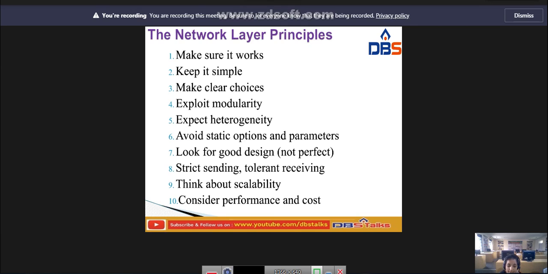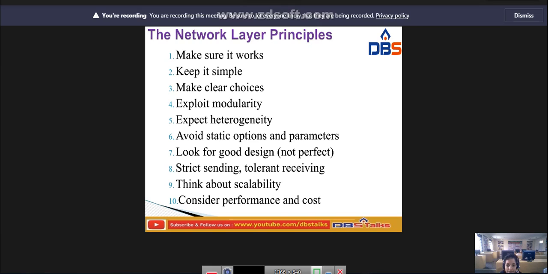Next one is expect heterogeneity. So different types of hardware, transmission facilities and applications will occur on any large network. To handle them, the network design must be simple, general and flexible. So this is called expect heterogeneity. Next, avoid static options and parameters. If parameters are unavoidable, for example maximum packet size, it is best to have the sender and the receiver negotiate a value rather than defining fixed choices.